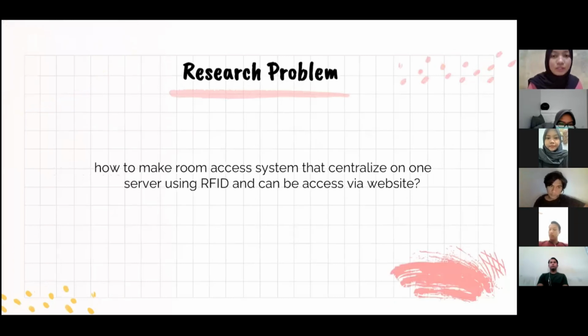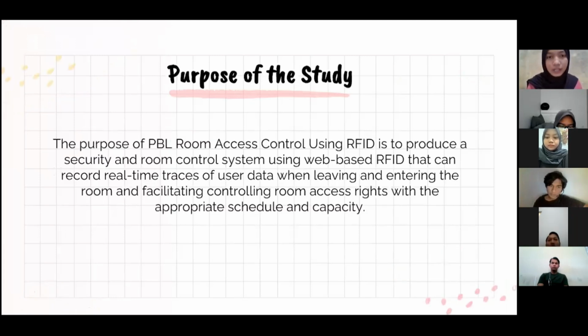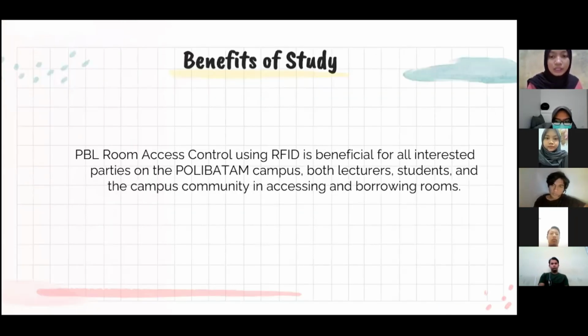Okay, what is the research problem of this PBL? The research problem is how to make a room access system that's centralized on one server using RFID and can be accessed via website. The purpose of the study is to produce a security and room control system using web-based RFID that can record real-time traces of user data when leaving and entering the room, and facilitate controlling room access rights with the appropriate schedule and capacity.